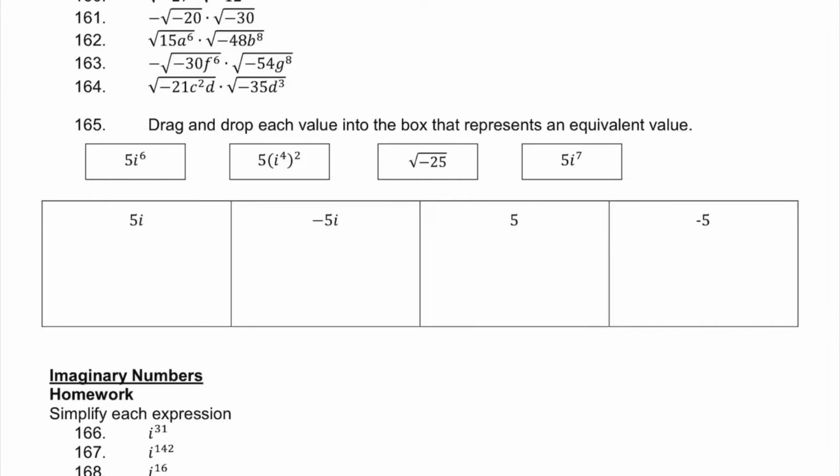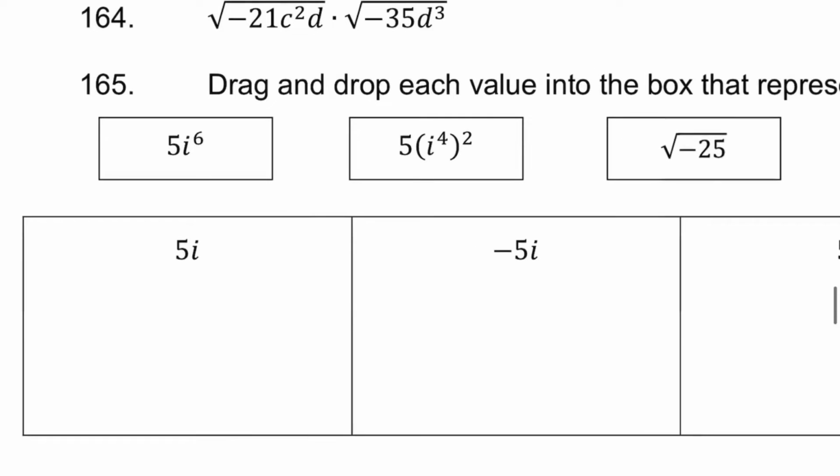In number 165, in your classwork for imaginary numbers, asks to drag and drop each value into the box that represents an equivalent value. So here we're going to go ahead and simplify each one of these. So I have 5 times i to the 6th, and since it's an even power, we can use the even rules. 6 is not a factor of 4, it's only a factor of 2, which means that it simplifies to 1, or simplifies to -1, sorry. So this gives us -5.